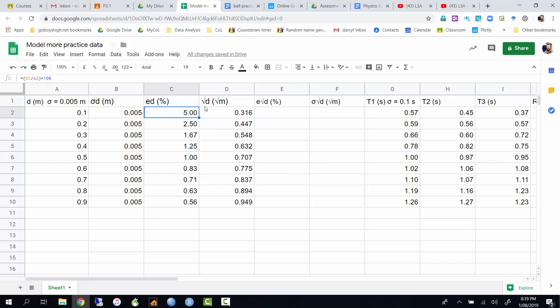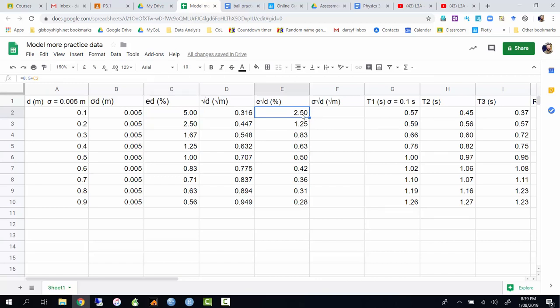Now, because I take the square root of d, my percentage uncertainty turns out to be 0.5, a half, of the percentage uncertainty in d. That's because the square root is x to the power of half, so it's a half. So half of 5 is in fact 2.5, which makes sense. So I copy that down. They're all my percentage uncertainties.